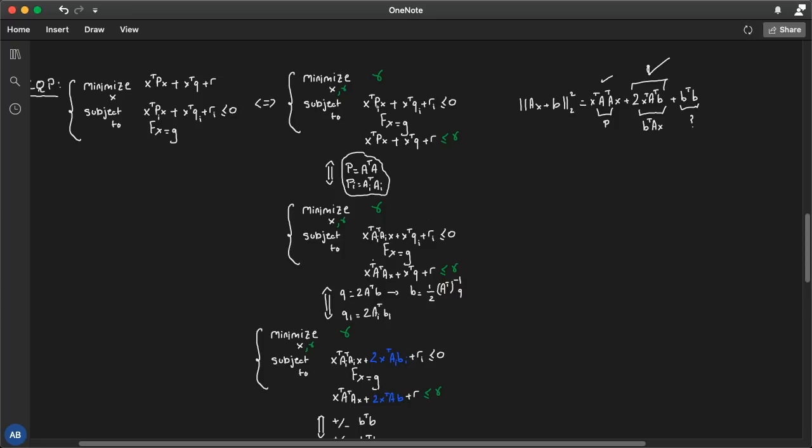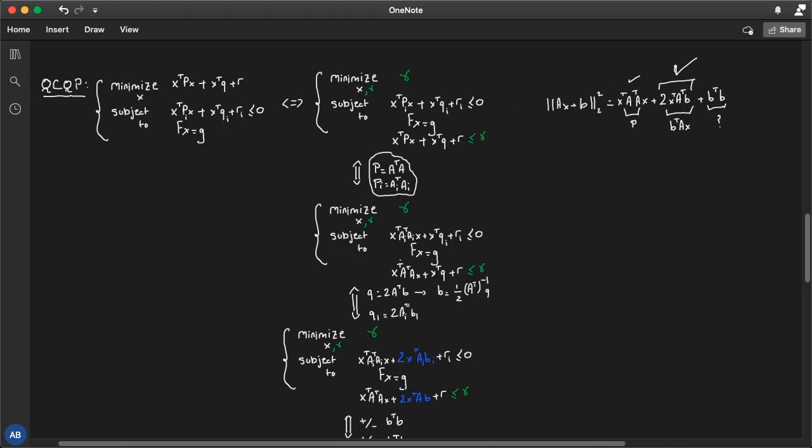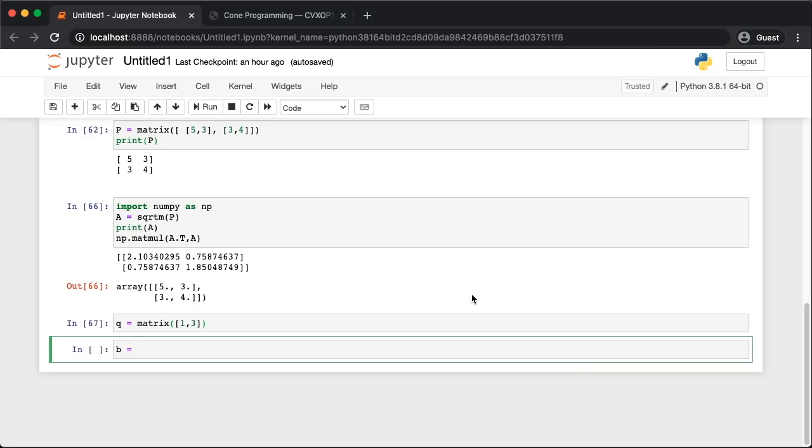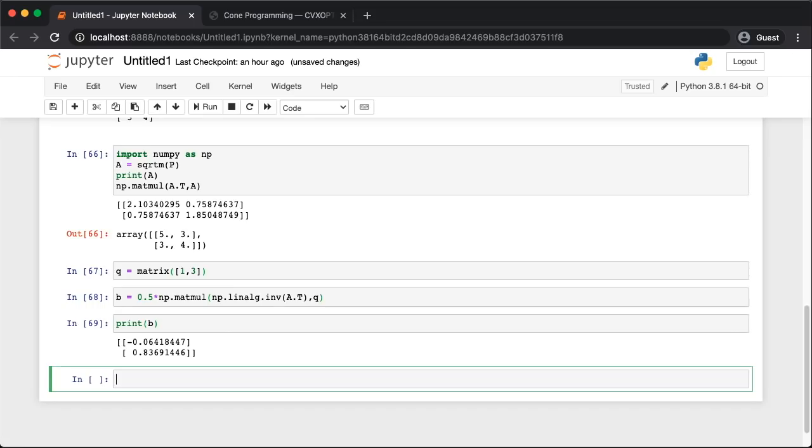But P is square. It's always square. No matter what your problem is, it's always square. No rectangular matrices involved in P due to the construction of QCQP, okay? So A is always square and hence this is always applied. So you do a 0.5 times, you need to multiply the inverse of A transpose, so np.linalg.inv of A transpose. You're multiplying this guy by the Q, okay? There you go. And that's it, okay?